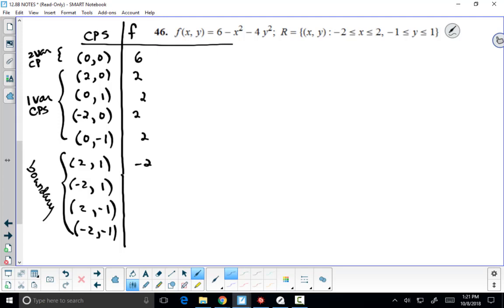Yeah. Because they're all squared. So those will all be negative 2's. So we just have multiple absolute maxes? Yep. I mean, we have one absolute max that occurs in multiple places.